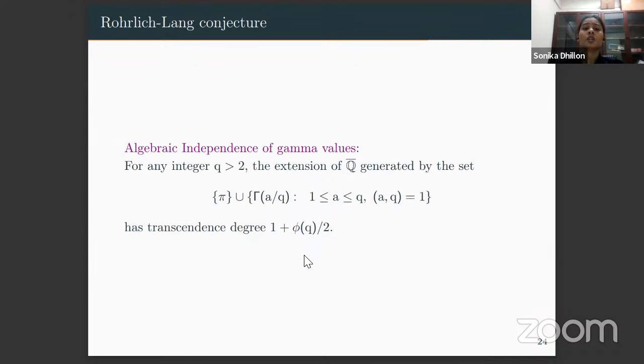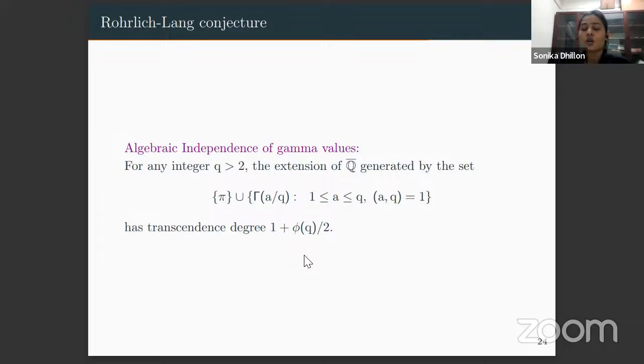Now, Rohrlich and Lang together made a conjecture about these gamma values, that if you take the field generated by these gamma values and if you join pi also, then the extension of Q bar generated by these gamma values has transcendence degree phi(q)/2 plus 1. That plus 1 is coming from the pi, and these are the gamma of a/q. So that is the transcendence degree.